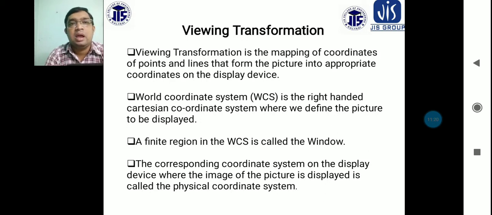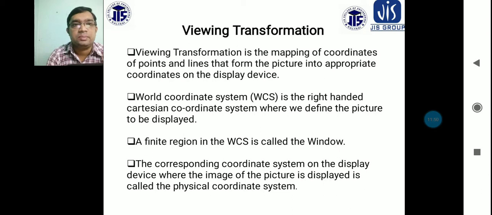The world coordinate system, the WCS, is the right-handed Cartesian coordinate system where we define the picture to be displayed. This is where you define the picture, and where it will be displayed is defined according to the world coordinate system.